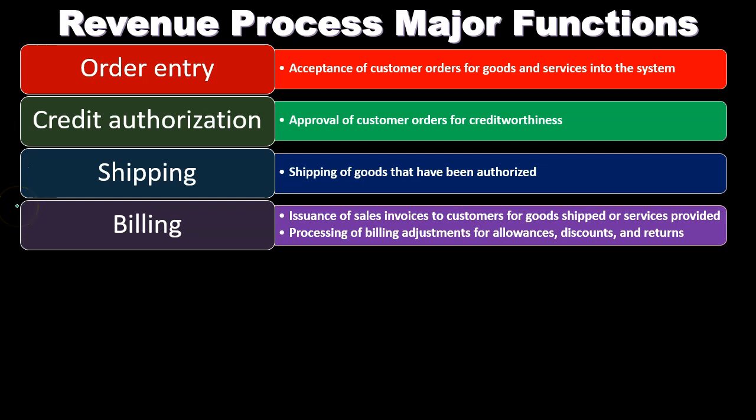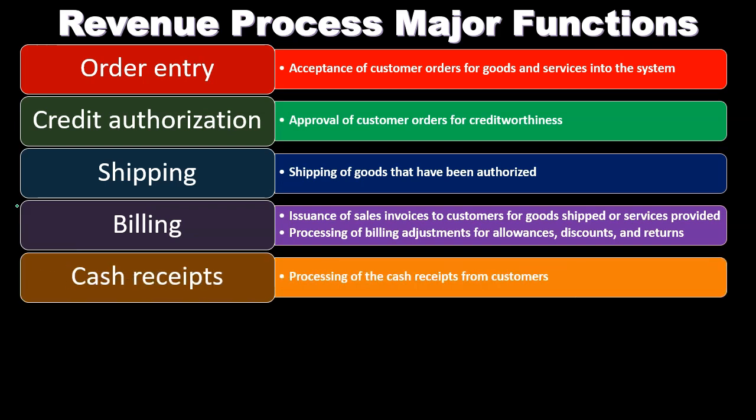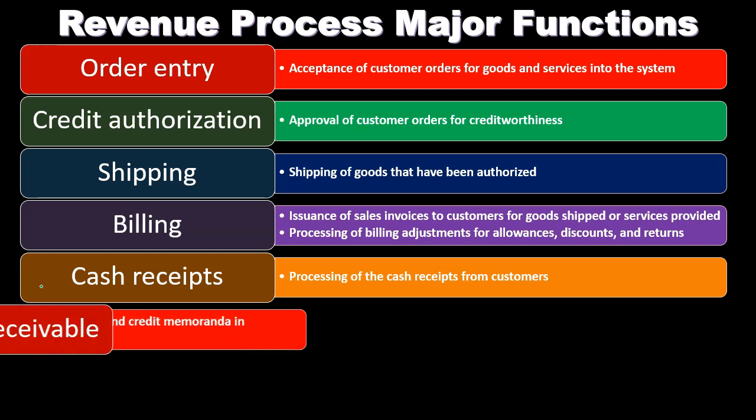Then we have the billing process, issuance of sales invoice to customers for goods shipped or services provided, processing of billing adjustments for allowance, discounts, and returns. So that's going to be the billing process. And then, of course, we have the cash receipts. Once we have sent the bill out, we expect to receive cash. We could think about this as cash being received in the mail that has been billed for previously. Processing of cash receipts from the customer will then happen.